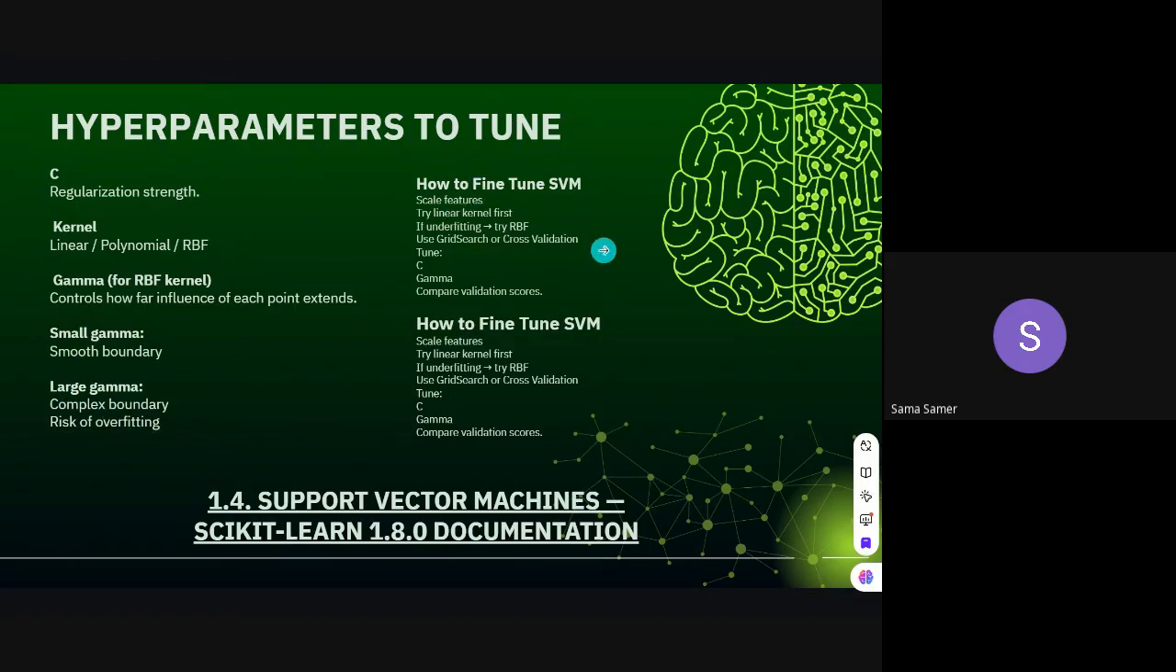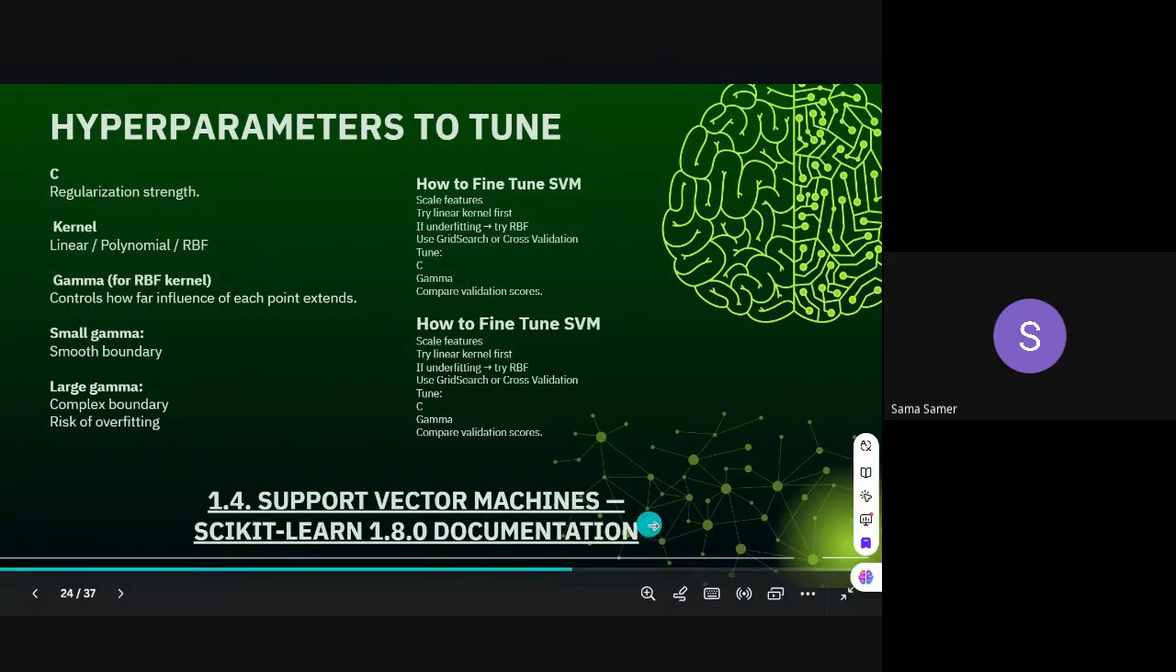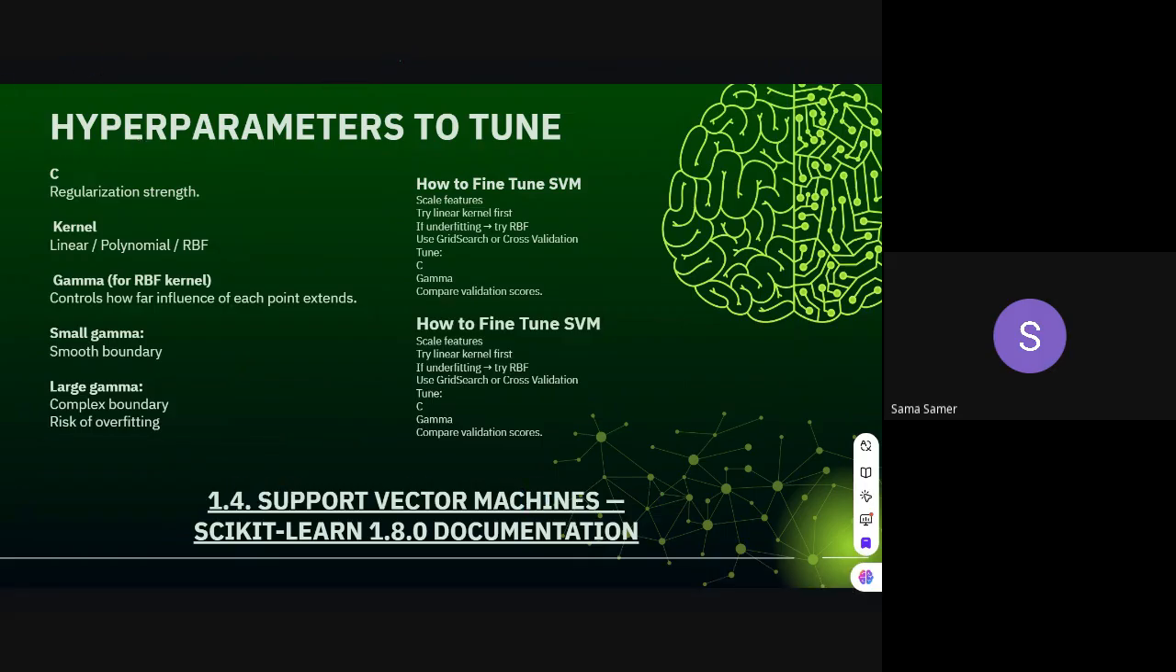How do we tune it? We scale the features and try the linear kernel. If there is underfitting, we can try the RBF kernel. We can use grid search or cross validation, and I will talk about it at the end of the session if we have time. Then we tune C and gamma and compare the validation scores. I have provided the link to our support vector machine documents, so you can see which data can be used when.